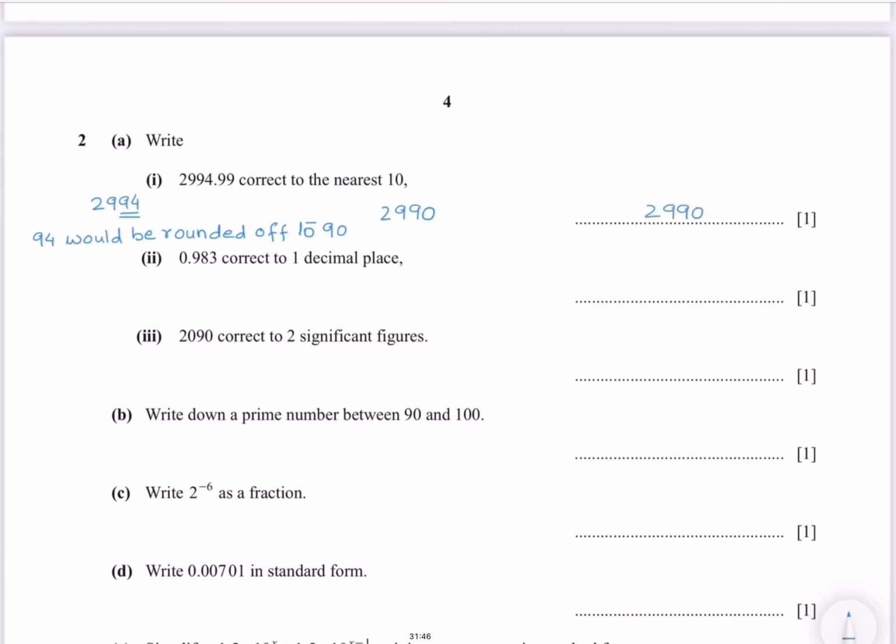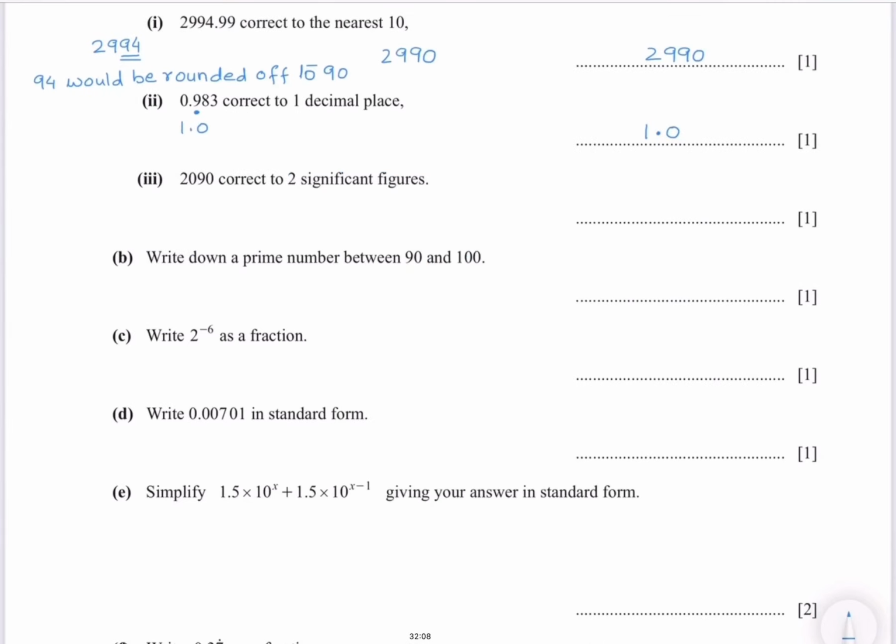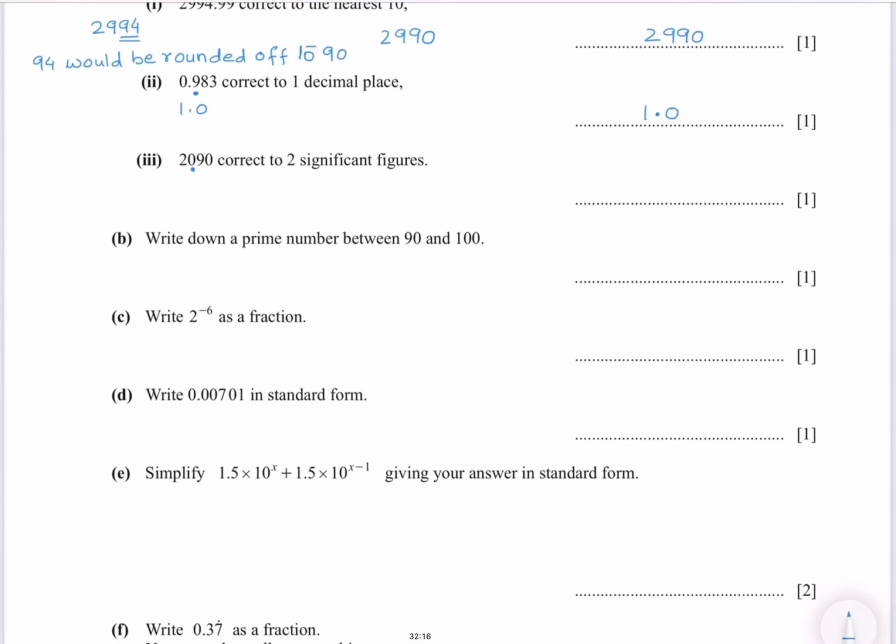Second part, correct to one decimal place, so it is 0 point. Because 9 would be converted into 10 and the 1 goes before the decimal, and the answer would be 1.0. Third part says 2090 correct to 2SF. So second SF, check the third number, which is 5 or more than 5, so convert it 0 into 1, and the rest of the number would be converted into 0, so it is 2100.